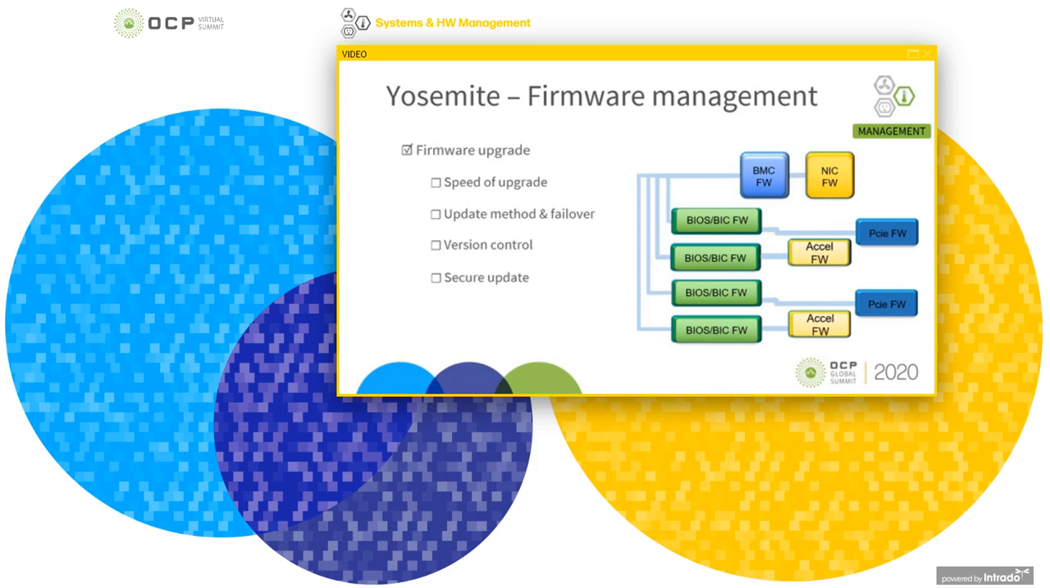Secure update. Is the update provided in a secure manner? Can the update tool manage secure update? How does the key and the hash management work? Next is sequence of update. In Yosemite design, we need to ensure that the BMC firmware is up to date and can then update the components downstream to it, like the BIOS and the BIC, before any of the devices that come on the expansion card can be updated.